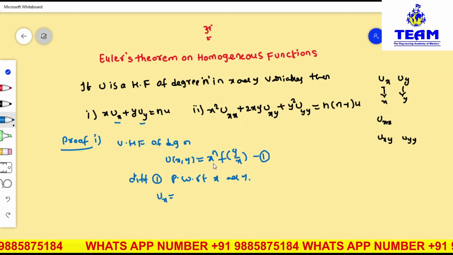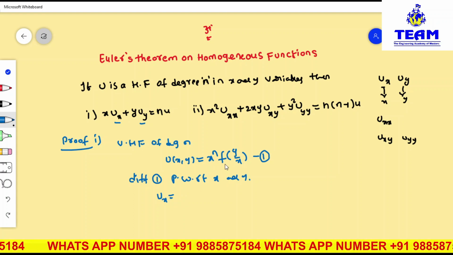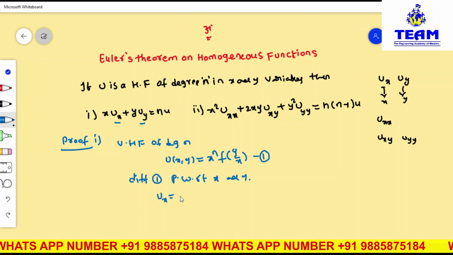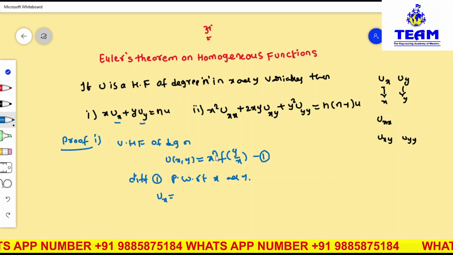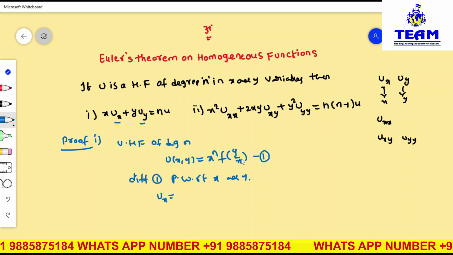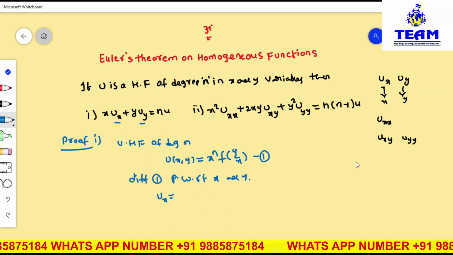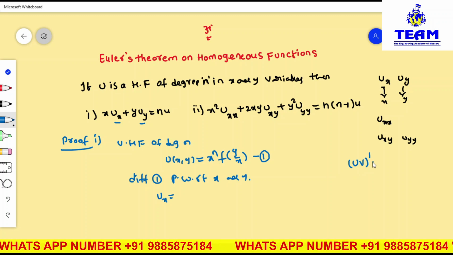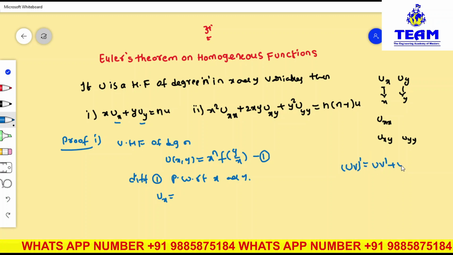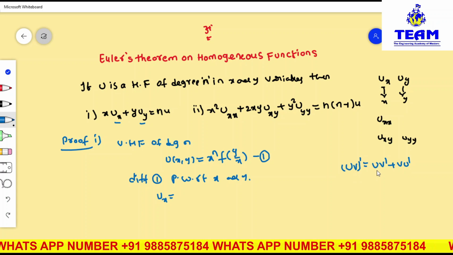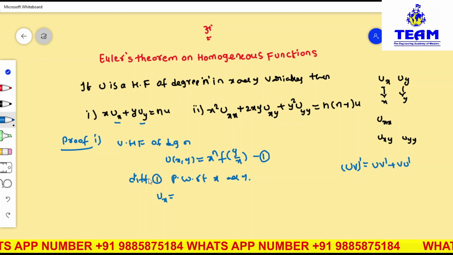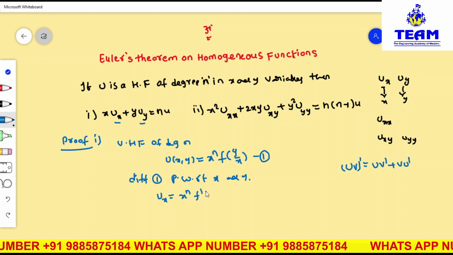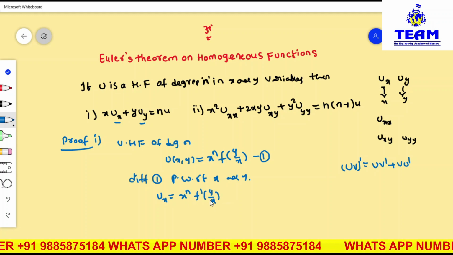Now here you observe, if I differentiate partially with respect to x on both sides of equation 1, then we will have ux equal to, on the right side we have x^n f(y/x). This is also a function of x, so we have to apply the uv rule. We know that (uv)' = u v' + v u', that is, first term into second term derivative plus second term into first term derivative. Now we are doing first term into second term derivative. The derivative of f is f'(y/x), and the inner derivative is with respect to x.